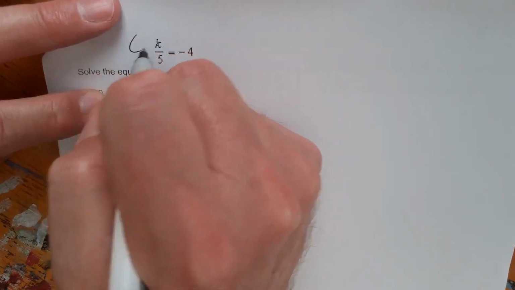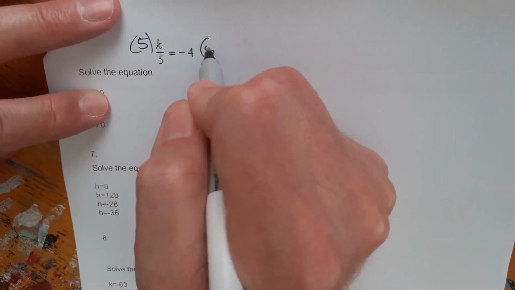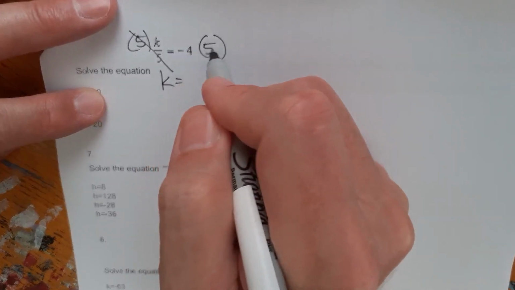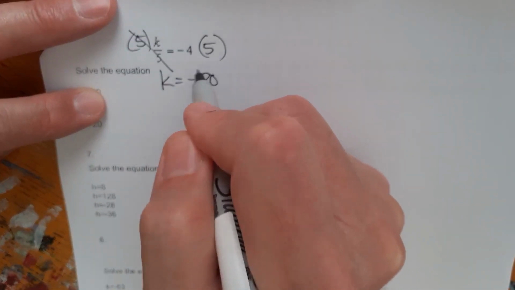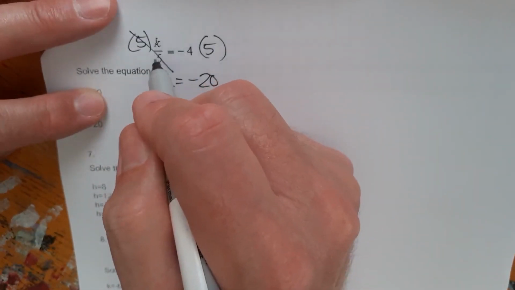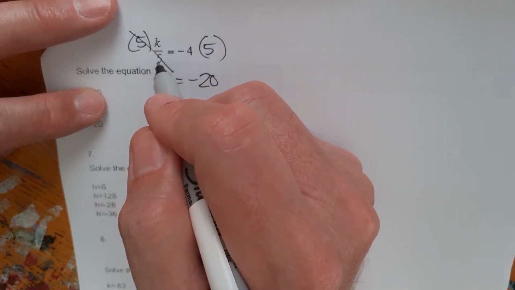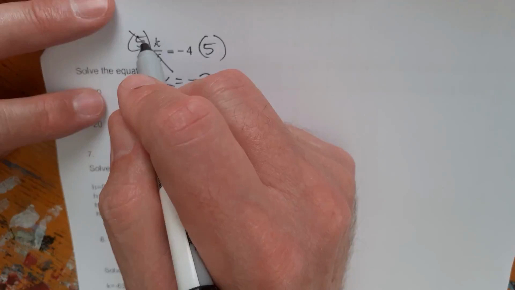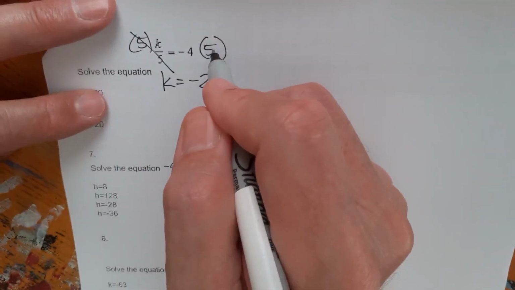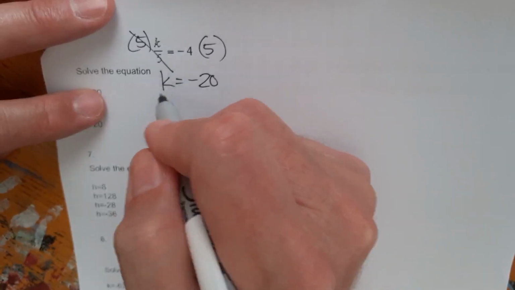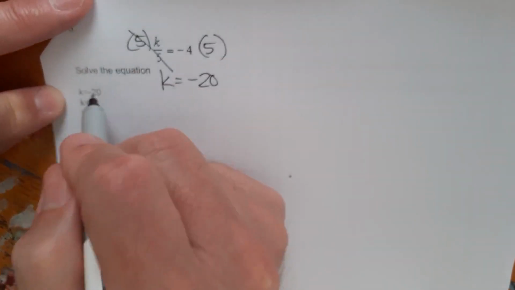Right, we're going to multiply both sides by 5. The 5 over 5 is 1. The k equals negative 4 times 5, which is negative 20. Why did we multiply? Because what was happening to the variable? It was being divided by a 5. What's the reverse operation of dividing by a 5? Multiplying by a 5. What you do to the left, you now must do to the right. So we multiply both sides by 5. It disappears on the left. We isolate the k in this case, and we get a negative 20.